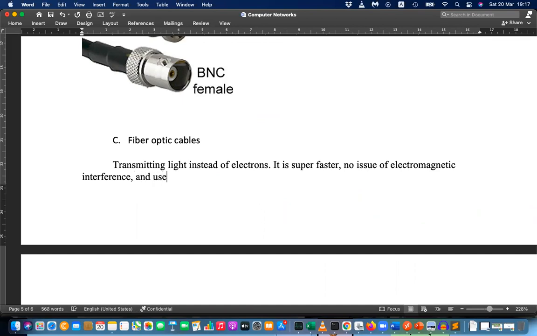And used to transmit signals over long distances. Costly. Not easy to bend.